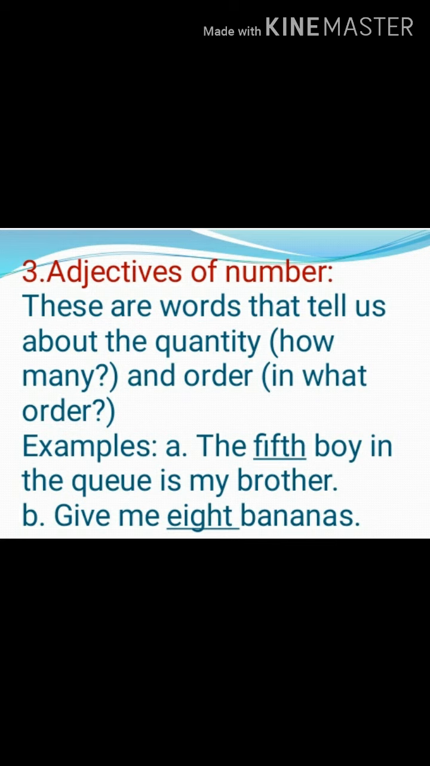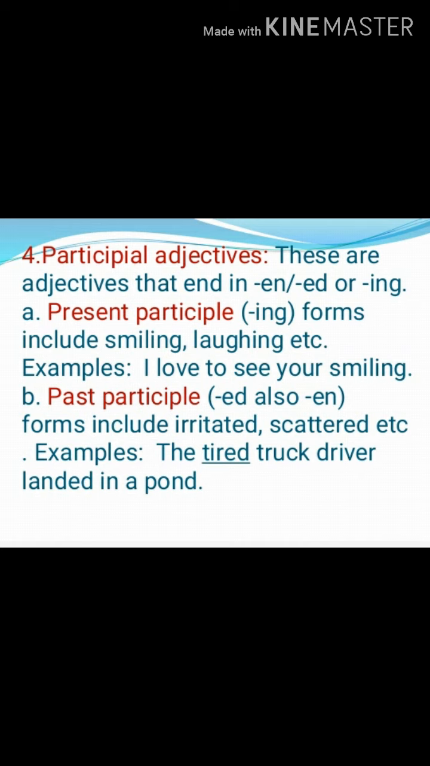Now next comes the adjectives of number. These are the words that tell us about the quantity. Means they tell us how many and in what order the thing is. For example, the 5th boy in the queue is my brother. Here it is telling us about the number, the 5th number, and it is also telling us the order. Give me 8 bananas. Here it again comes as a number.